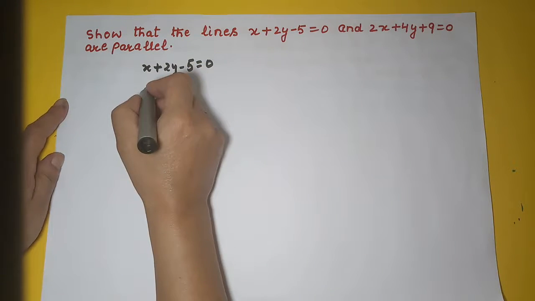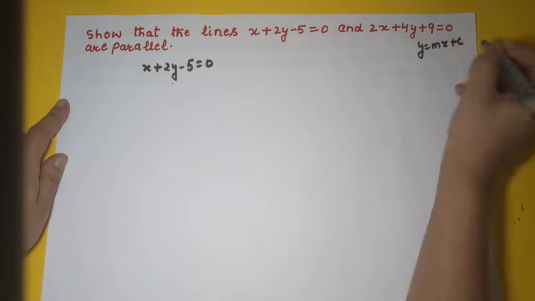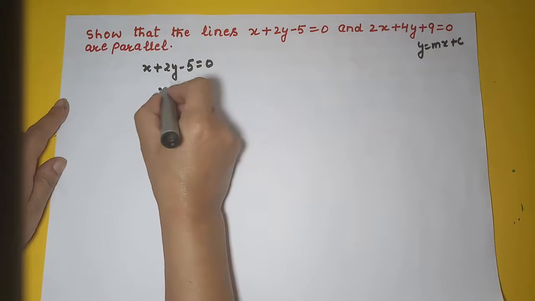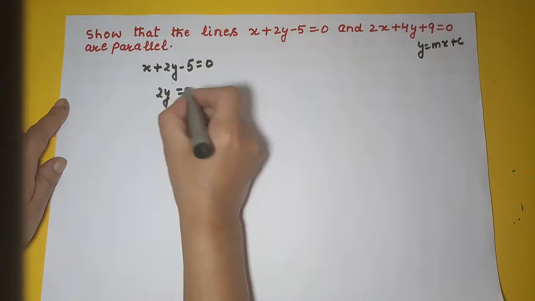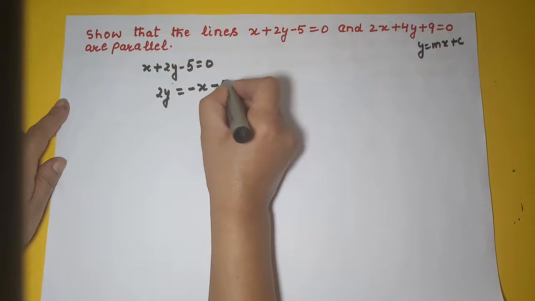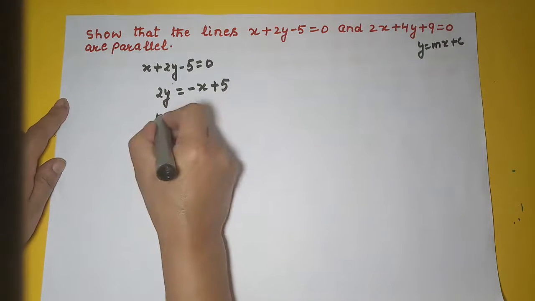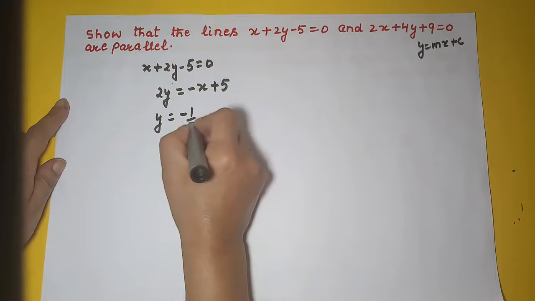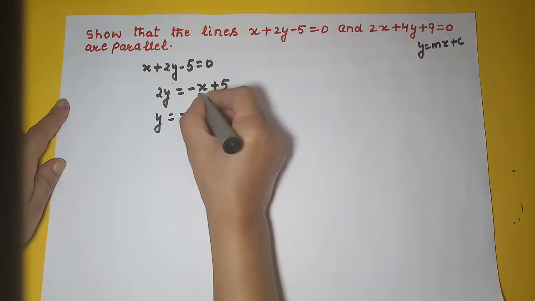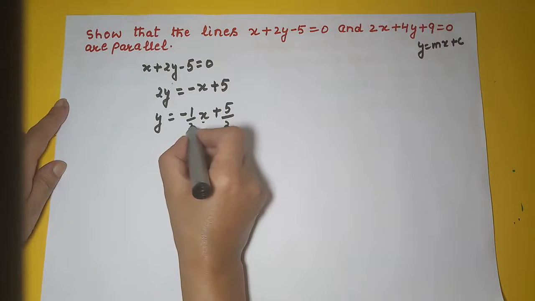What is the standard form of the equation? It is y equal to mx plus c. Coefficient of x becomes the slope. So let's make y the subject here. 2y is equal to, we'll shift this x to this side, it will become minus x minus 5. If we shift this side, this will become plus 5. So now y will be minus 1 by 2 into x plus 5 by 2. This 2 will go here also and here also. Now the coefficient of x is minus 1 by 2.